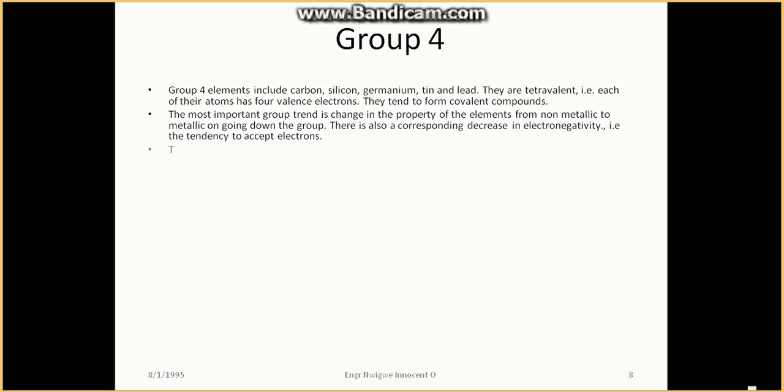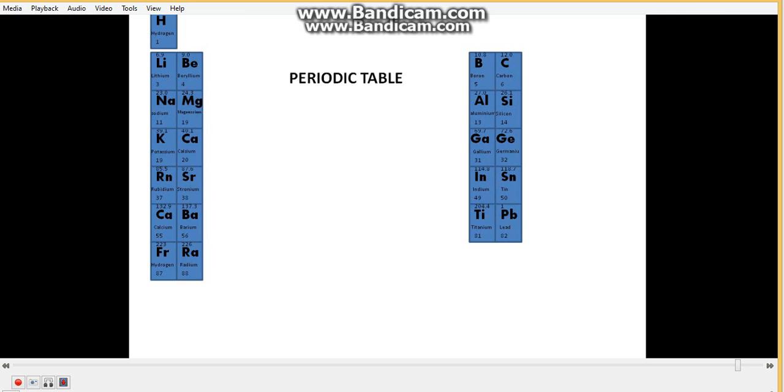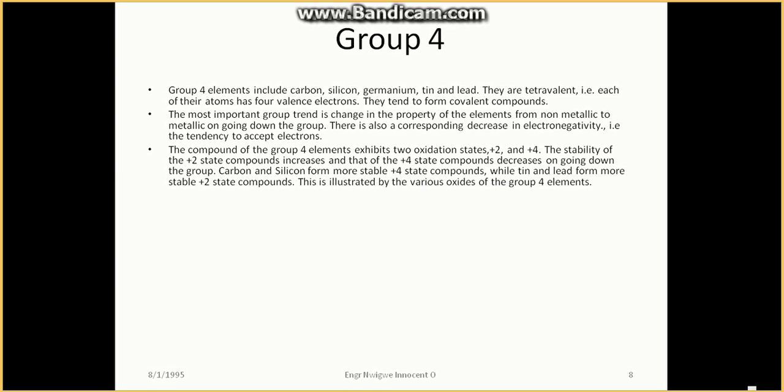The compounds of the group 4 elements exhibit 2 oxidation states of positive 2 and positive 4. The stability of the positive 2 state compounds increases and that of the positive 4 state compounds decreases on going down the group. Carbon and silicon form more stable positive 4 state compounds, while tin and lead form more stable positive 2 state compounds. This is illustrated by various oxides of the group 4 elements.